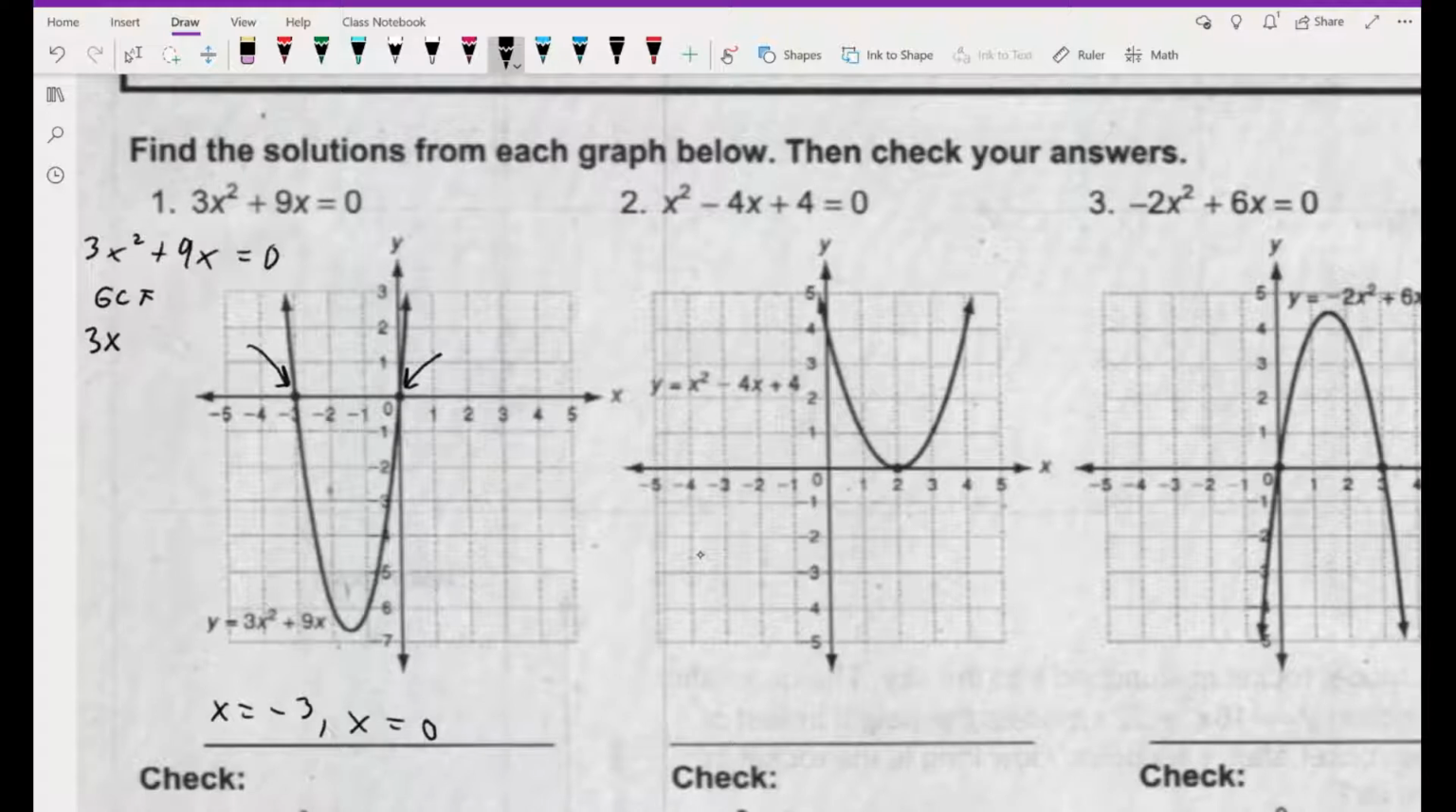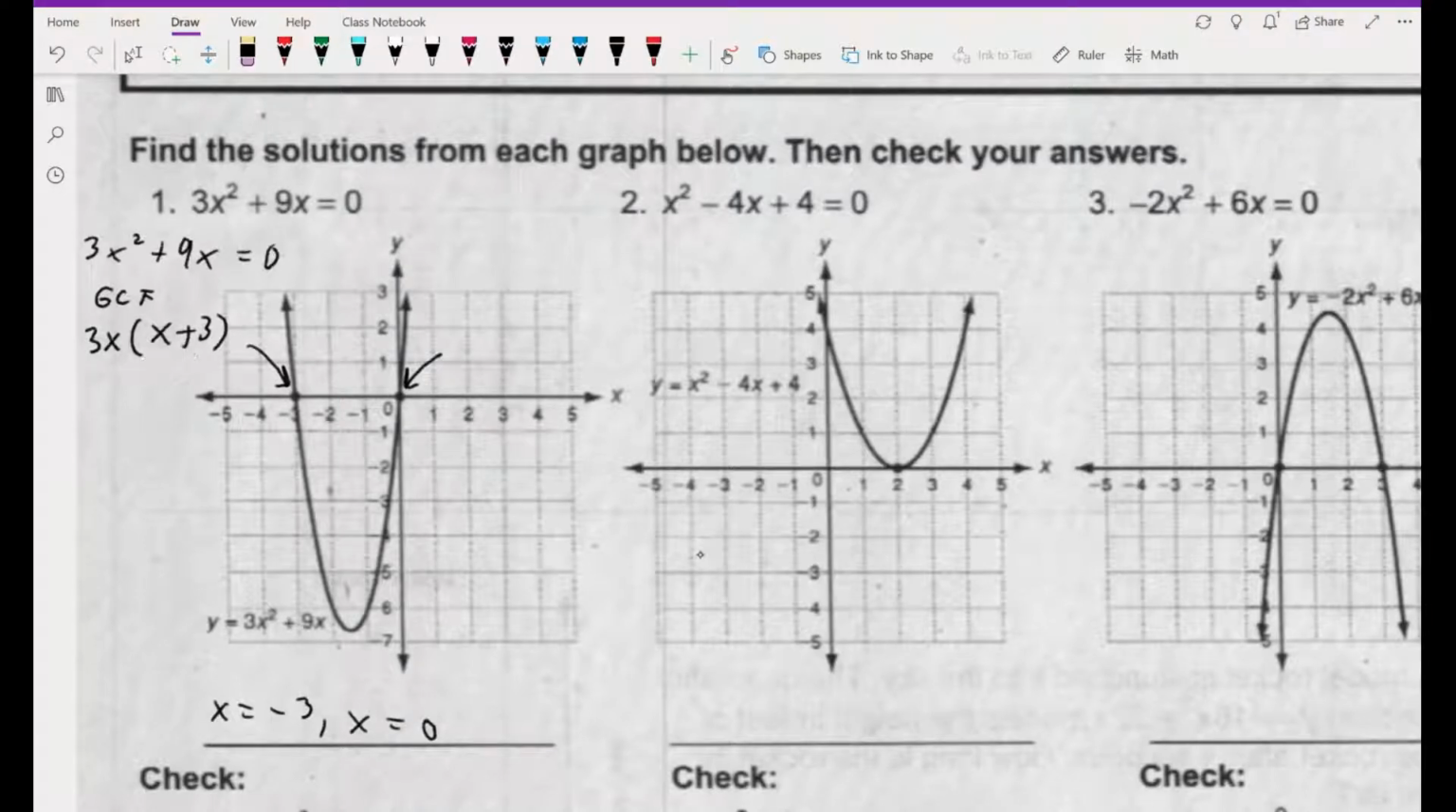We can factor the 3x out. And if we do, we will get x plus 3. Because we're just dividing the 3x out of both terms. 3x times x gives us the 3x squared. 3x times 3 gives us the 9x.